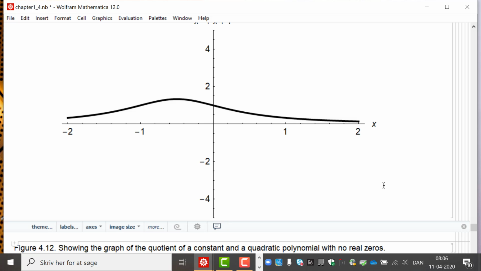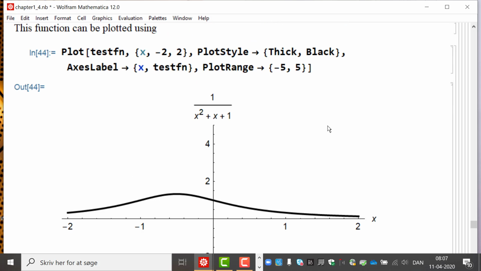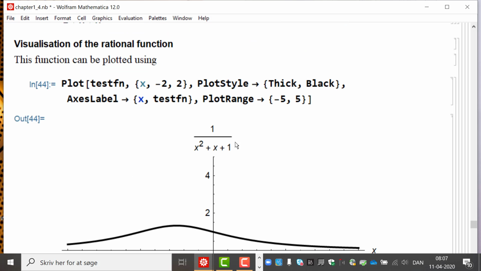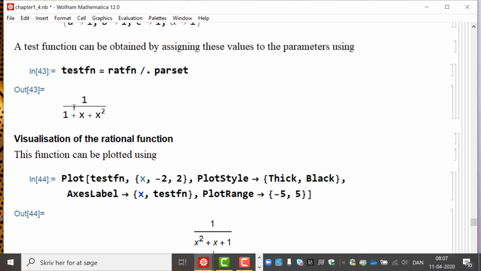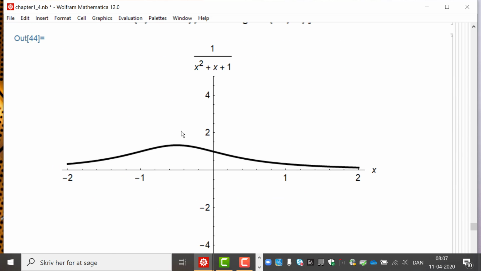So the function's positive for all values of x, and it tends to 0 as x becomes very large. And it appears continuous, and that's presumably because this quadratic function here has no real zeros. So how about that?